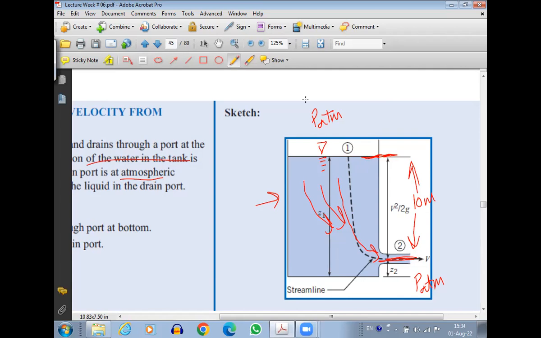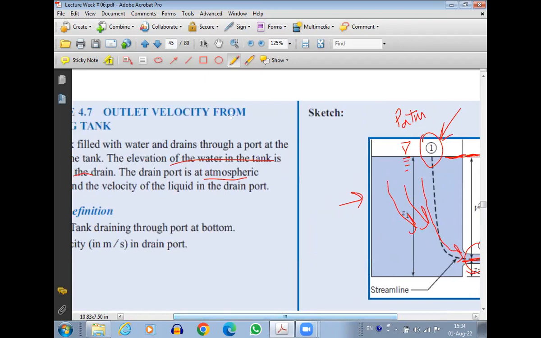So we can apply Bernoulli's equation at two points. One point is the top of the tank here, and the other point is at the drain. So this will be my point 1, this will be my point 2. I can apply the Bernoulli equation between these two points. Obviously there is a continuous motion of the fluid from 1 to 2. It's a connected fluid motion, not disconnected anywhere from 1 to 2, so it's along the streamline.